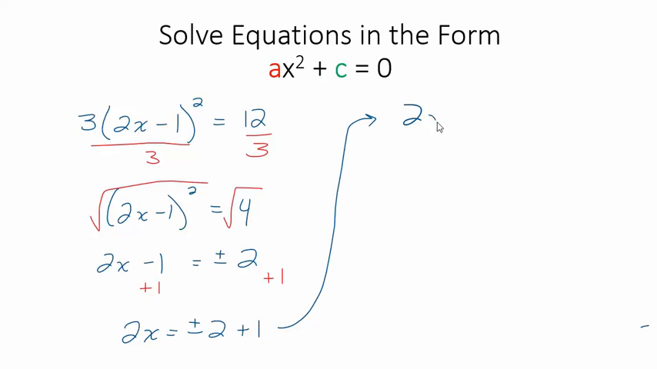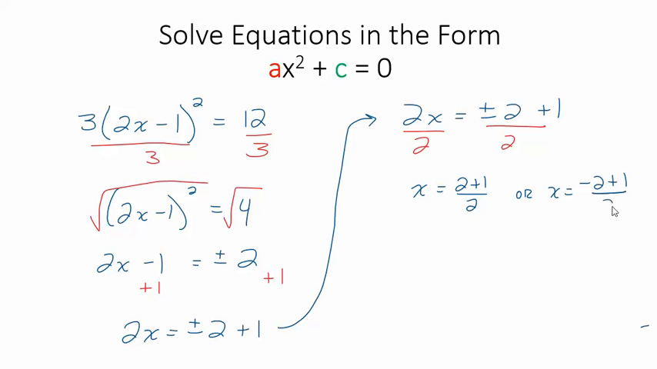Okay, let's write it up here. 2x equals positive or negative 2 plus 1. You see what we're going to do next? We're going to divide both sides by 2. So x has two different answers. One answer is positive 2 plus 1 over 2. The other answer is negative 2 plus 1 over 2.